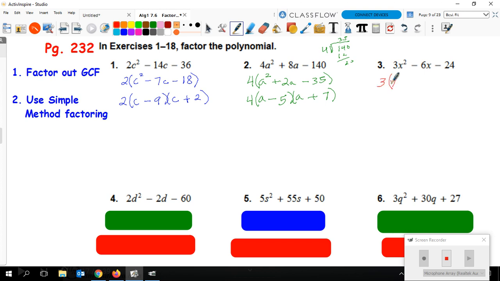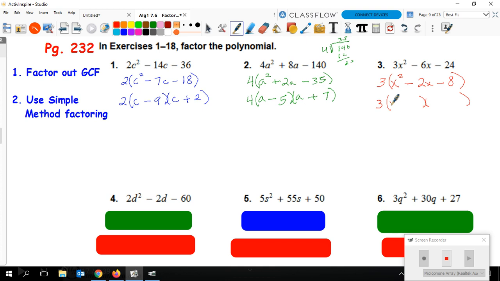X squared is still left in the first term. 6 divided by 3, so it's going to put a minus there. That's going to be 2x, another minus sign there. 24 divided by 3, that's going to be 8. And then again, we're going to keep the 3 on the outside and put two binomials down.